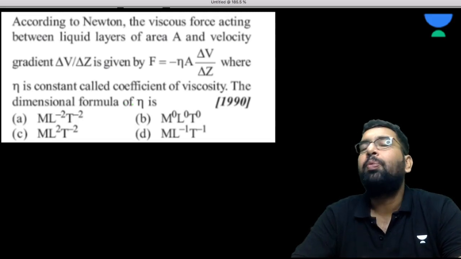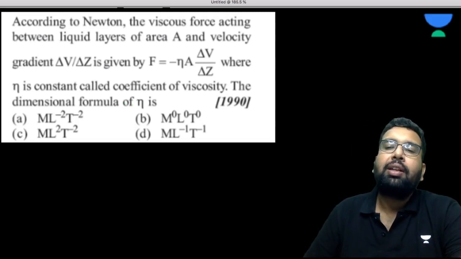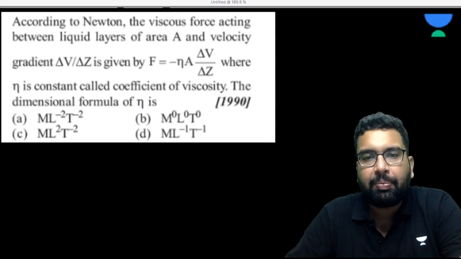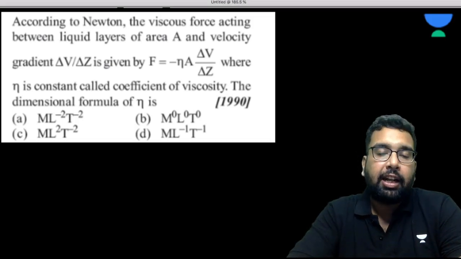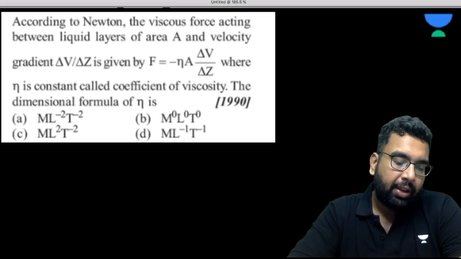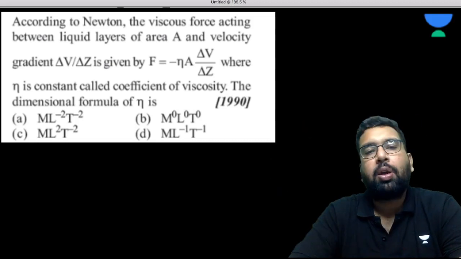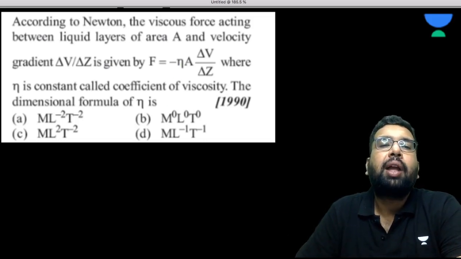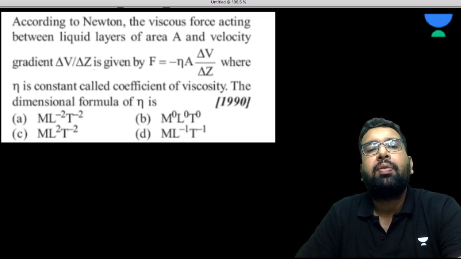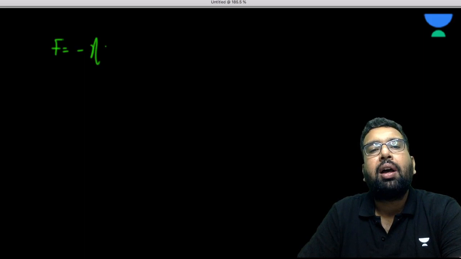So again, we can move the same way. You have solved this in the sessions also. That's fine. We are solving the PYQs, the previous year questions, and now we are trying to see how questions get asked. We are trying to do as much as possible so that we get the idea. Let's write the formula: F is equal to minus eta A del V by del Z.